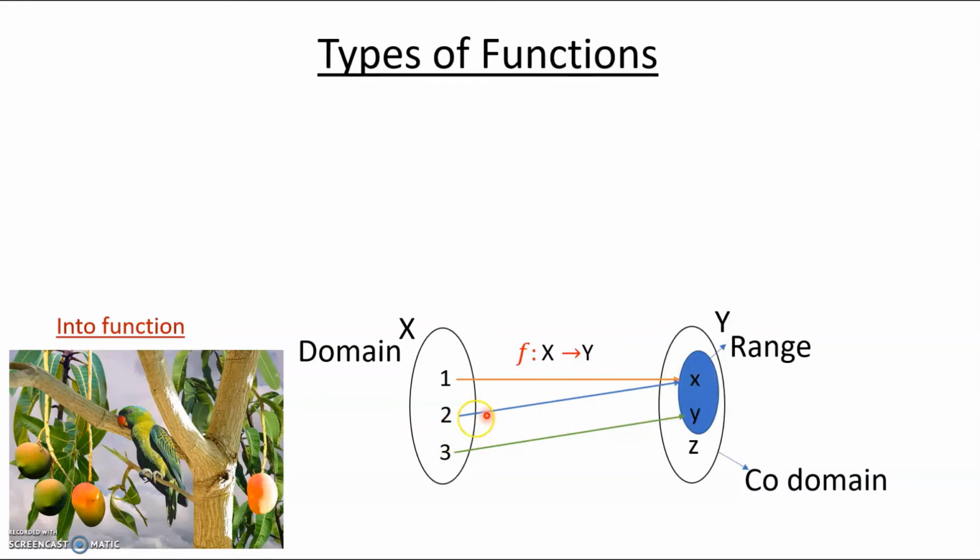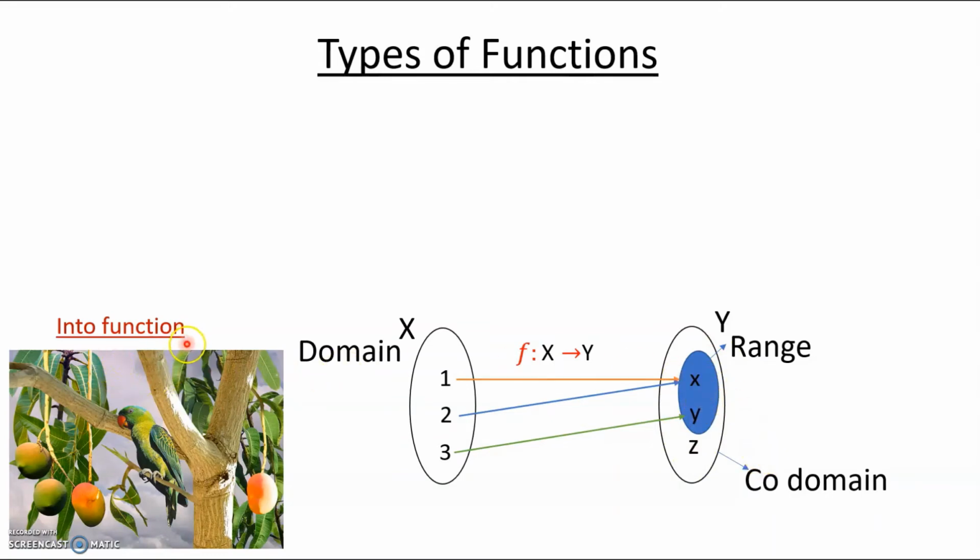So that's the function, that's the relationship. The ripe mangoes are called the range. I think it's clear now for you. So that's the range, that's the codomain. Codomain is all the fruits in the tree, and range is a subset of codomain with all the ripe mangoes.